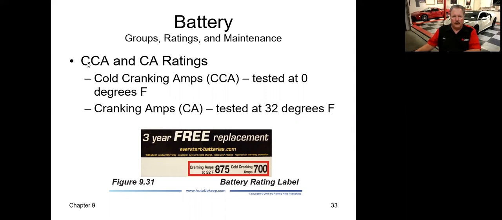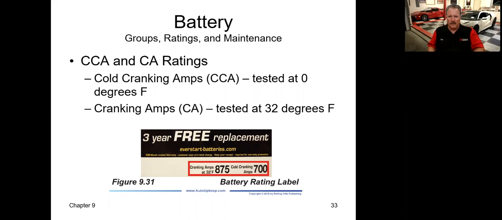And they are rated in cold cranking amps and cranking amps. So when you go to buy a battery, you could buy the same physical size battery and actually have a higher rated or lower rated battery than the original battery in the car. And of course, the cost is going to go up for a higher rated battery. In other words, this battery could put out 875 cranking amps of power at 32 degrees and only 700 cranking amps at 0 degrees. Of course, when it's really, really cold, batteries have a tougher time of generating current to start the car over. So this is generally how they're rated.